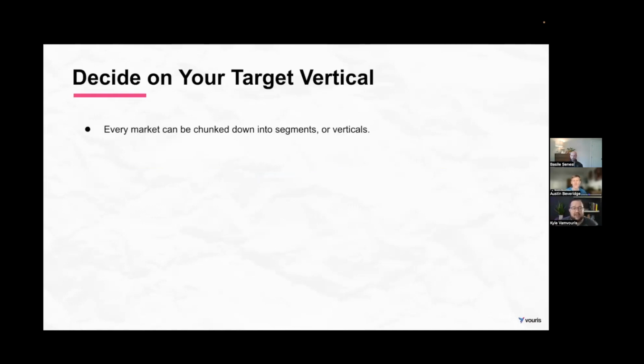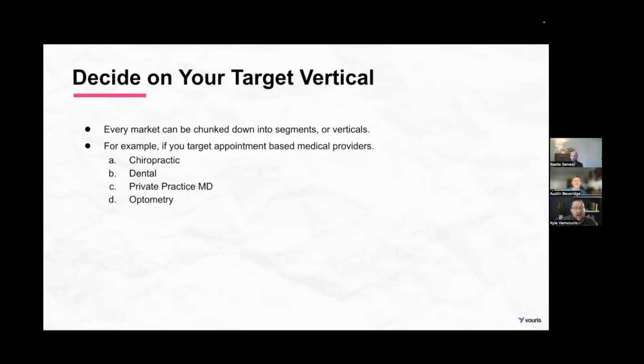So every market can be chunked down into segments or verticals. So an example of this would be if let's say you target appointment-based medical providers. That's a broad target market. It's more the SMB. This is probably a high volume approach you're taking. Well, what do we do? We just call all service-based medical providers? No, we break that down into chiropractic, dental, private practice MD, optometry. And now you have a list of verticals, and you separate these and you build out what the markets look like for each, right?